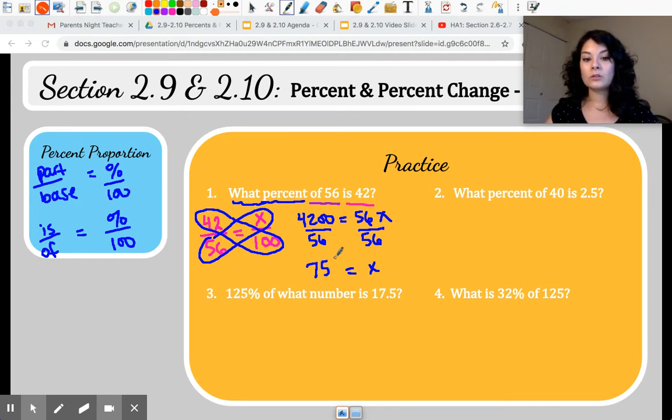And it's important to make sure that we throw our percent symbol here because that's what we were being asked to find. You have to remember that if you're being asked to solve for percent, it has to have that symbol.